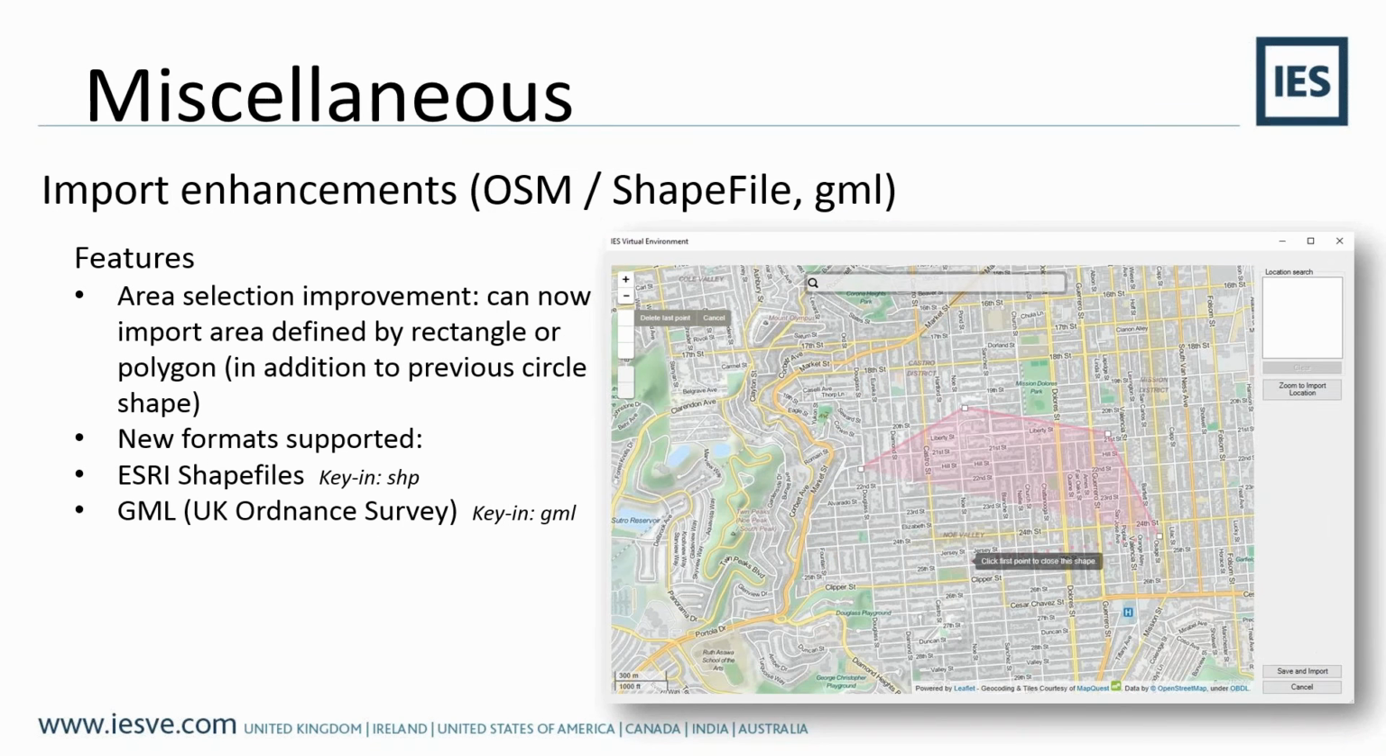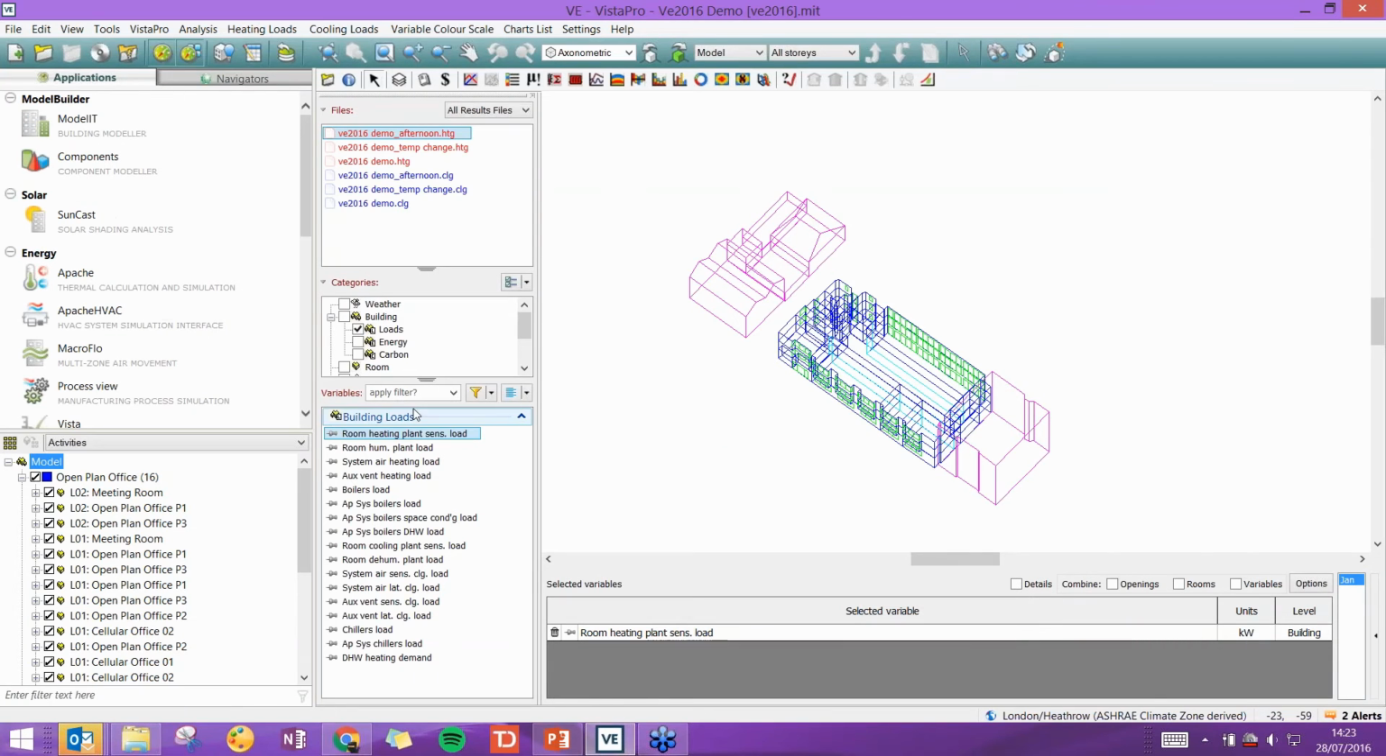We've also done some enhancements to the OpenStreetMap import, and we have added an area selection improvement, and we can now import an area defined by different shapes such as a rectangle or polygon. Previously we just had a circle, and new formats are also supported as well. So I'm just going to demonstrate that now.